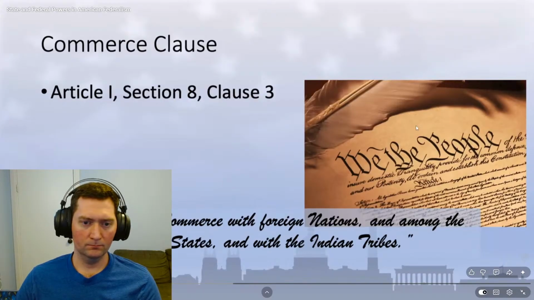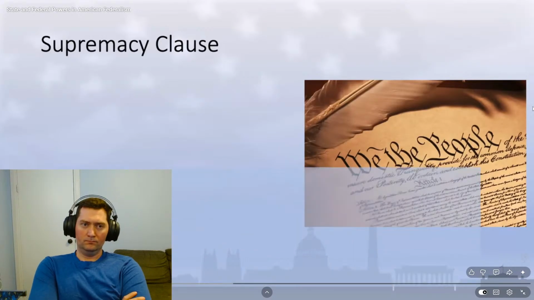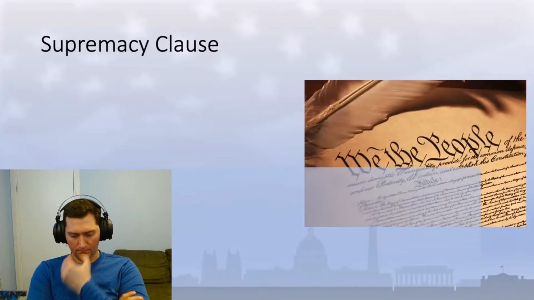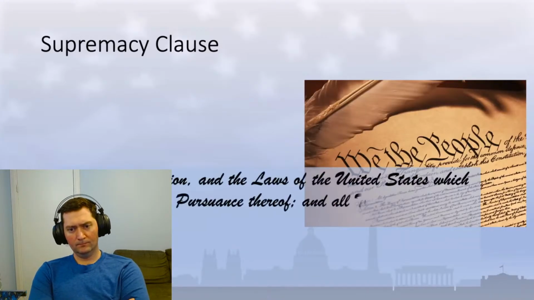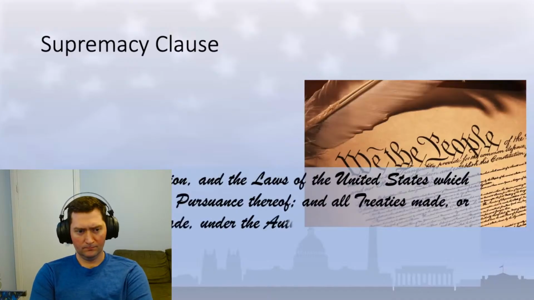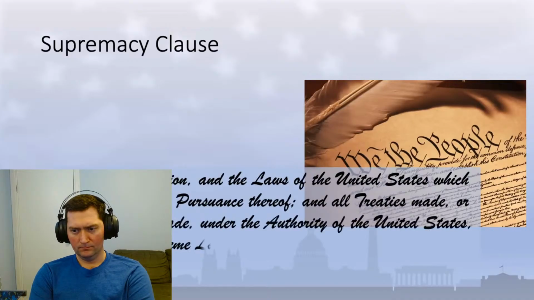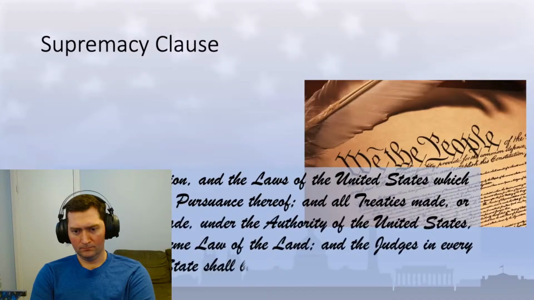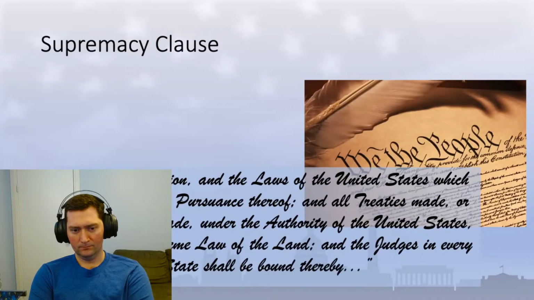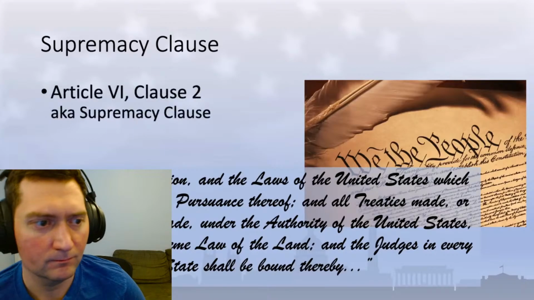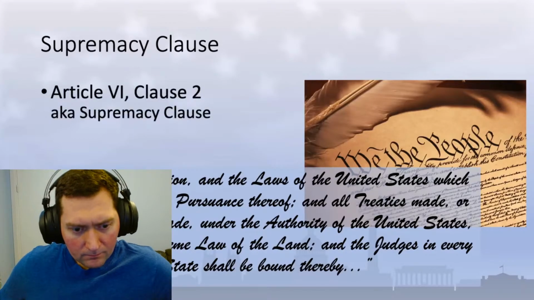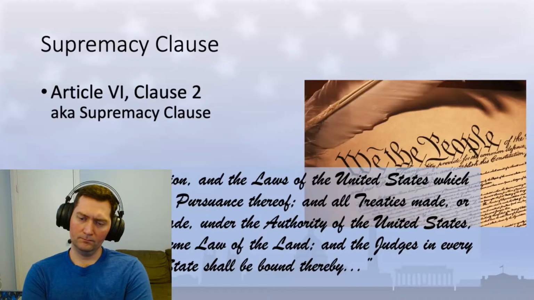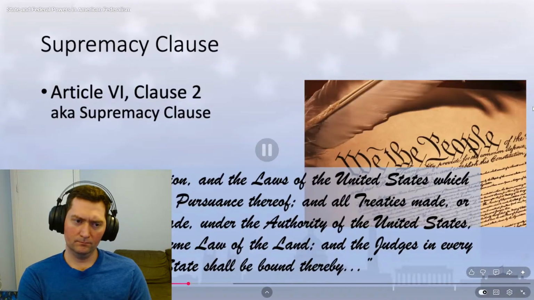Article 4, Clause 2 of the Constitution provides that this Constitution and the laws of the United States which shall be made in pursuance thereof, and all treaties made or which shall be made under the authority of the United States, shall be the supreme law of the land, and the judges in every state shall be bound thereby. This is often referred to as the Supremacy Clause. It's intended to ensure that federal law takes precedence over conflicting state laws, emphasizing the authority of the federal government.